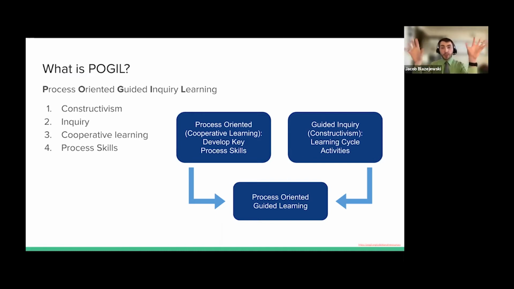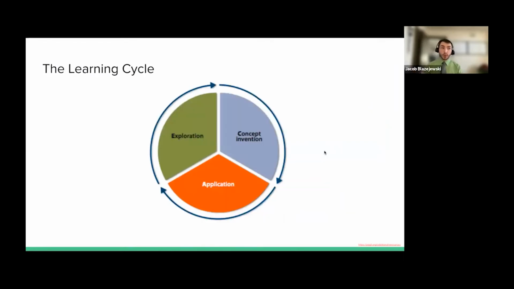But you take these two paradigms and you put them together, and that's what you get for things like a POGIL activity. So to come back to this guided inquiry or constructivism piece, that comes down to the learning cycle. For the POGIL project, they define the learning cycle in three phases: exploration, concept invention, and application.